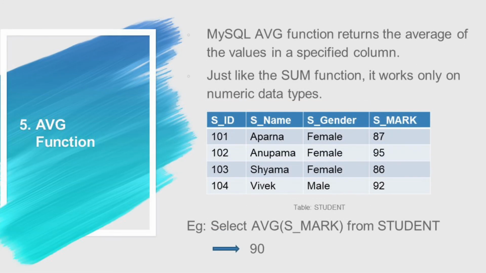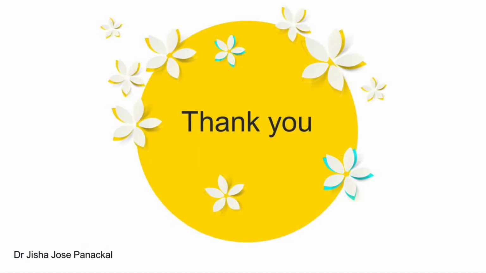Next one is average function. It will return the average of the values in a specified column. As like sum function, it will work on numeric data only, and it will generate the average values of a particular column. Here, for example, we can generate the average marks of all the students as 90. For example, we can select average of student mark from student, that will generate the average value. That is the sum divided by the total number of records. So these are the aggregate functions we have to study, and I hope you understand the concept very well.